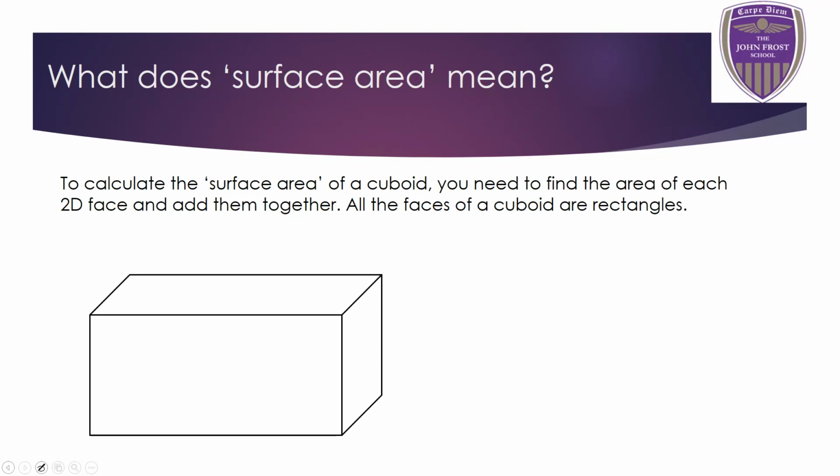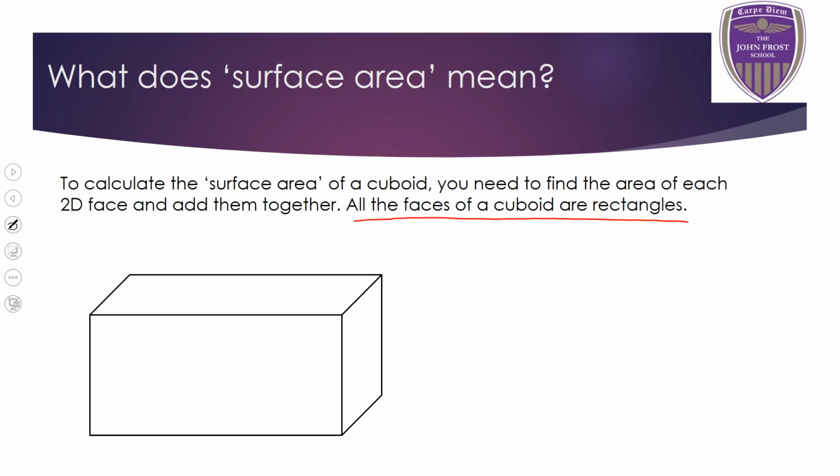A cuboid is a 3D rectangle. It's a box, a cereal box, if that's what you want to say, okay? So to calculate the surface area of a cuboid, we need to find the area of each 2D face and then just add them together for the total, all right? And it's a really easy topic because all of the faces of a cuboid are rectangles, right?